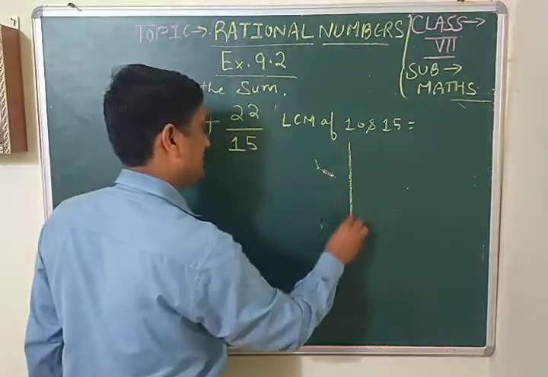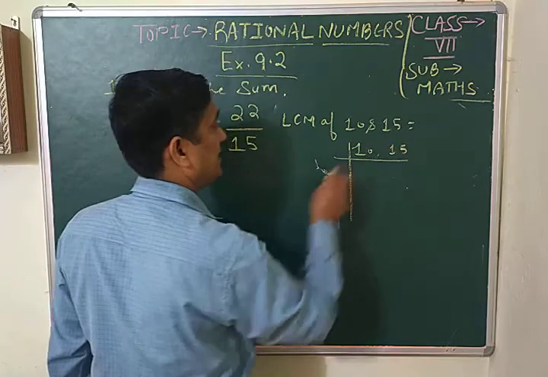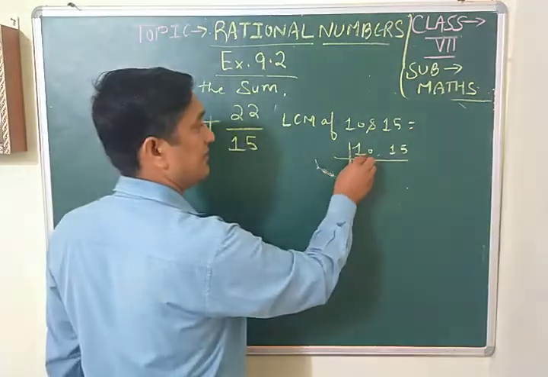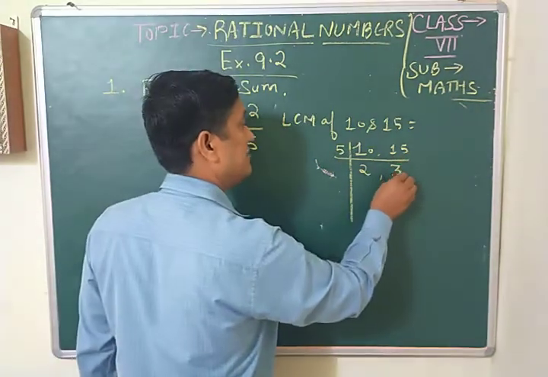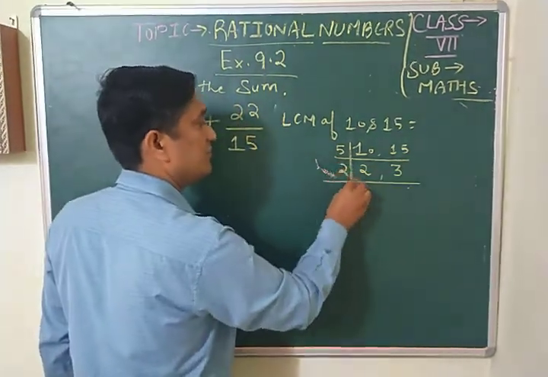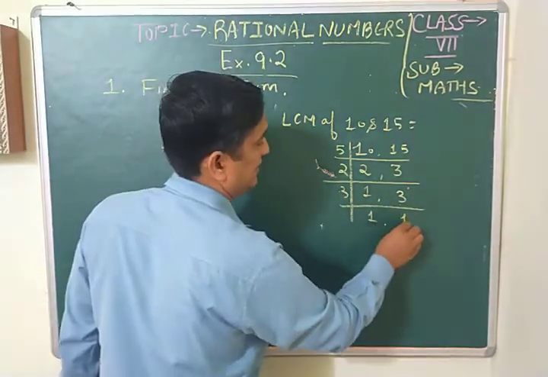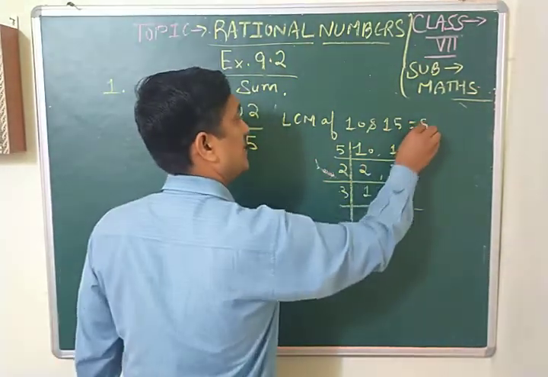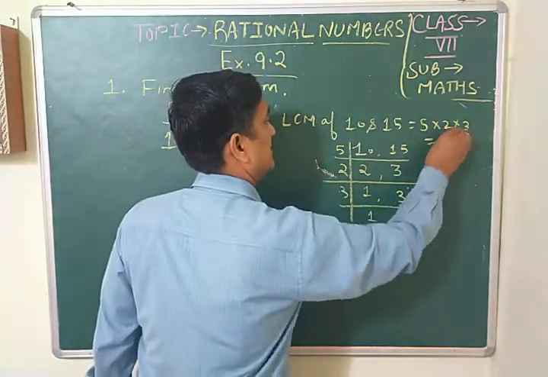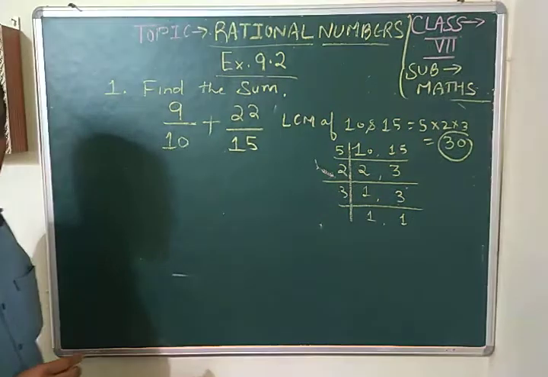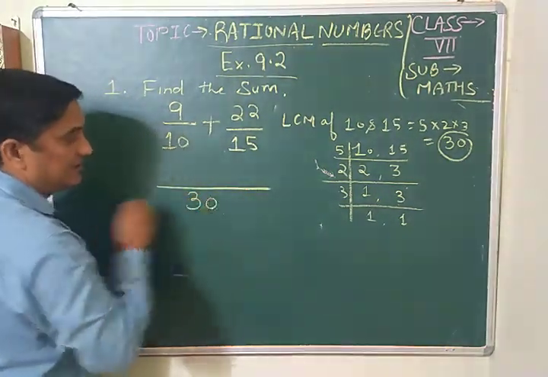Now find the LCM. This is 10, this is 15. Now both were divisible by 5. 5 2s are 10, 5 3s are 15. Now 2 1s are 2 and 3 1s are 3. So the LCM is 5 into 2 into 3, that is 30. 5 2s are 10, 10 3s are 30. So write it in the denominator, 30.